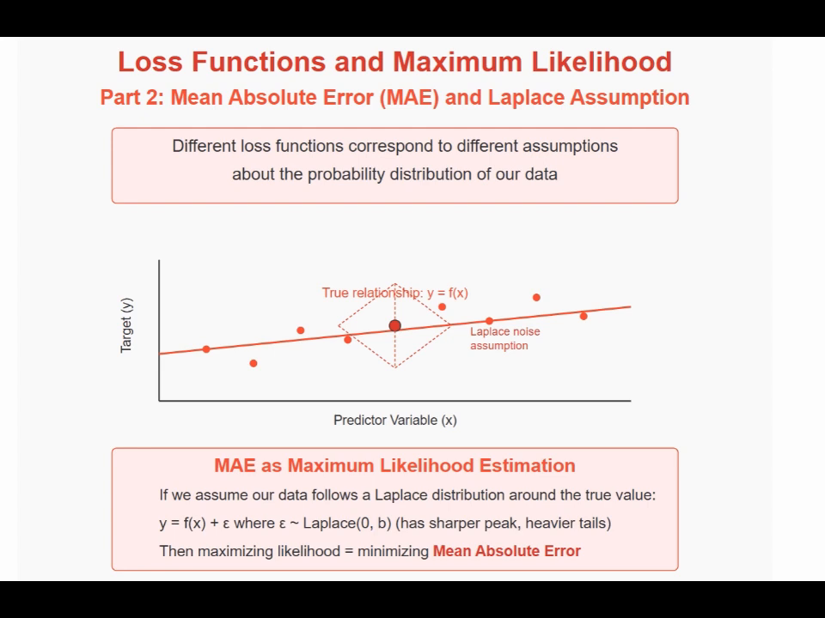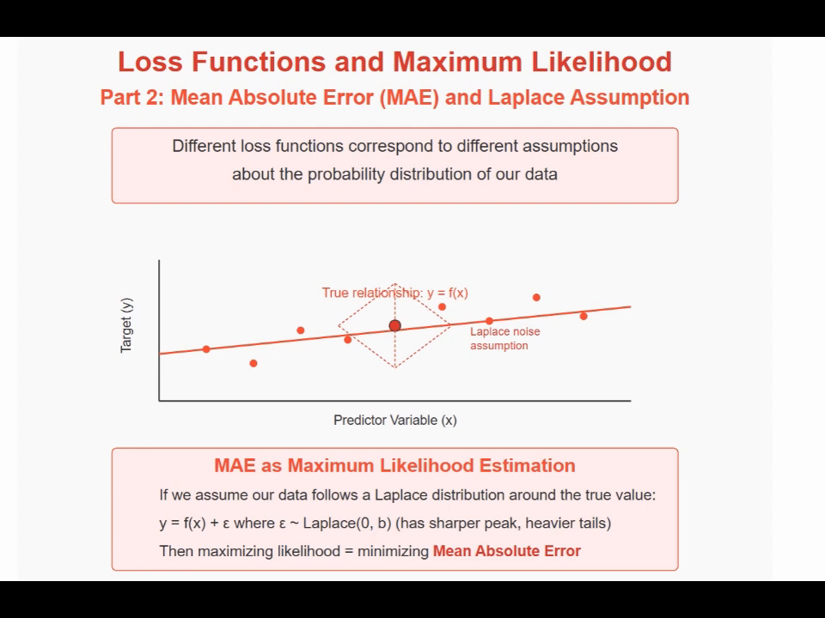This shape reflects its greater tolerance for occasional outliers while still expecting most predictions to be very accurate. This connection explains why MAE is often more robust to outliers in data. If you are building a model where occasional large errors are expected or where outliers are present, MAE might be a better choice than MSE.